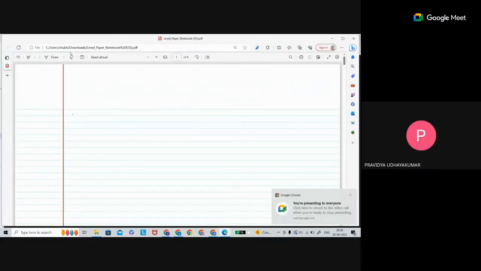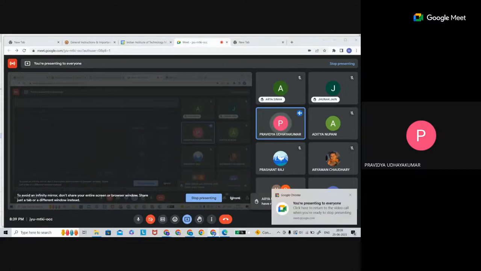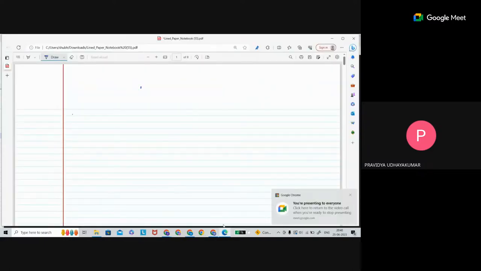Sir, for linear dependence and linear independence, when they give you four vectors or three vectors, by taking the determinant, if the determinant is equal to zero, we call it linearly dependent. And when it is not equal to zero, we call it linearly independent. Sir, is there any other way of finding it apart from the determinant method?